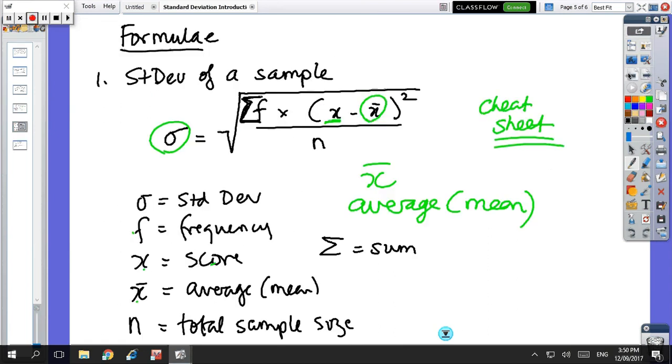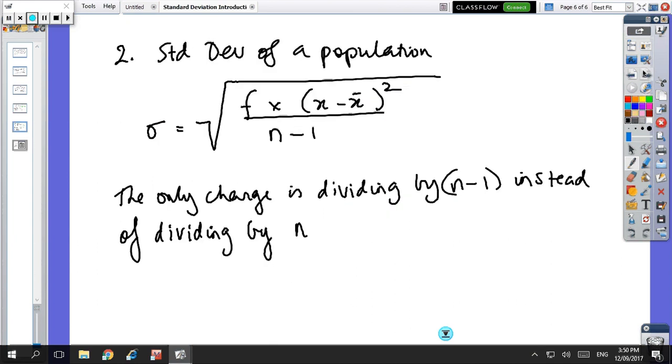Now I'll just come back and say, this is for a sample. So this is the formula for a sample, but we can extend it to the whole population, and the only change is you're dividing by n minus 1, and I forgot that sigma sign again. Okay, so the only change is instead of dividing by n, you divide by n minus 1. Okay, so copy that and come across, and in the next few videos I'll show you how to use the formulas. Okay, thanks, bye.